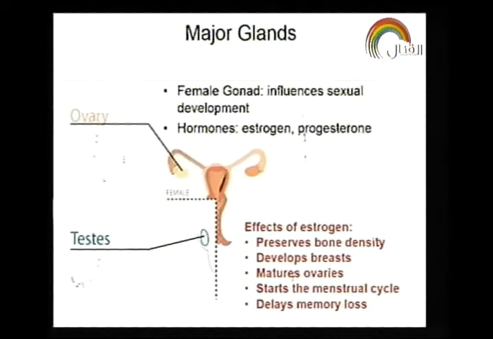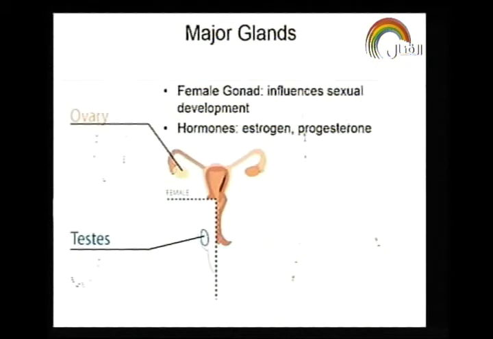Okay, and don't forget that estrogen affects different body parts, like preserving bone density, development of breasts, and maturing the ovaries. Mature means they become more adult. They become suitable for ovulation and production of ovum, and also the start of the menstrual cycle. We're going to study it within our curriculum this year, okay? And actually it's related to females only. And also it delays memory loss. This is about what? The effect of female hormones.